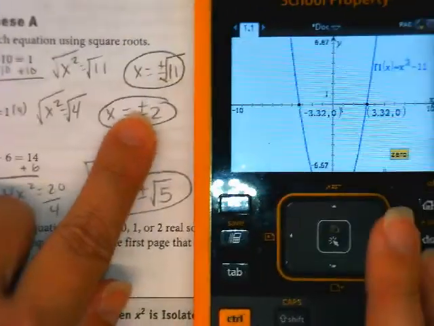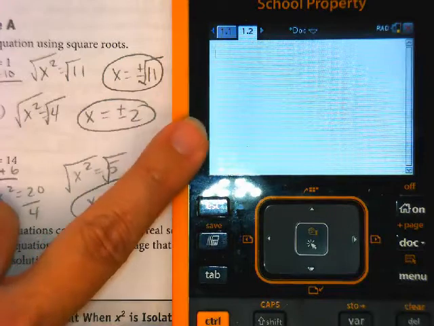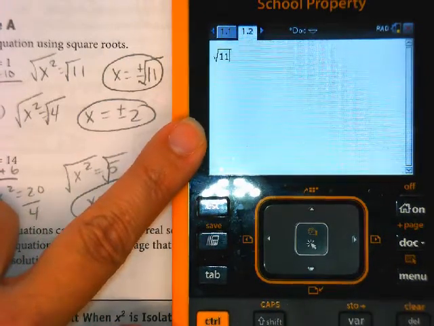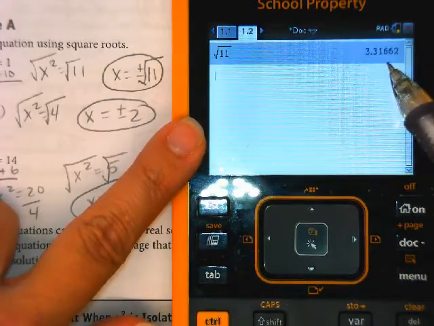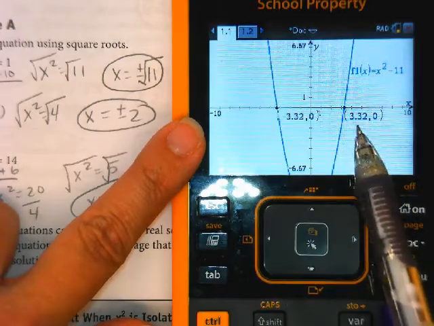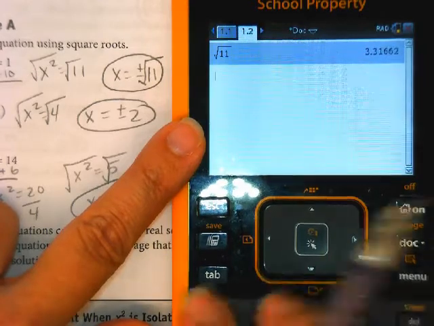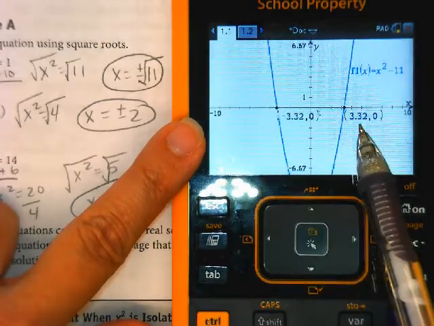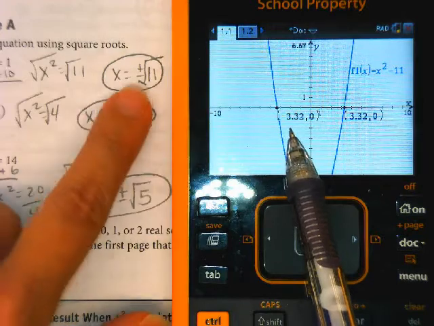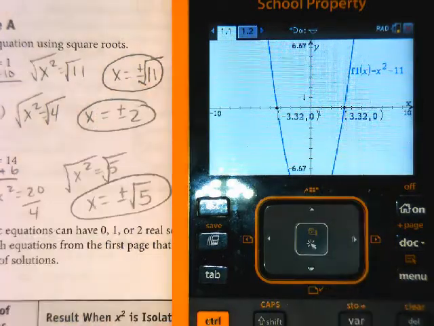So if we wanted to see if those matched, we can go to calculator and we can do the square root of 11. And notice we get 3.316, which is essentially 3.32, and a negative because we have a positive of that and a negative. So do you see how those relate? All right, let's look down here at this table.